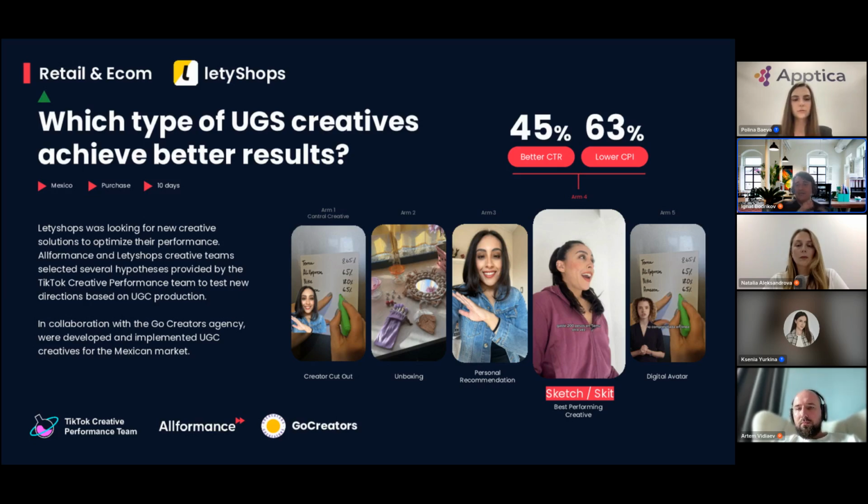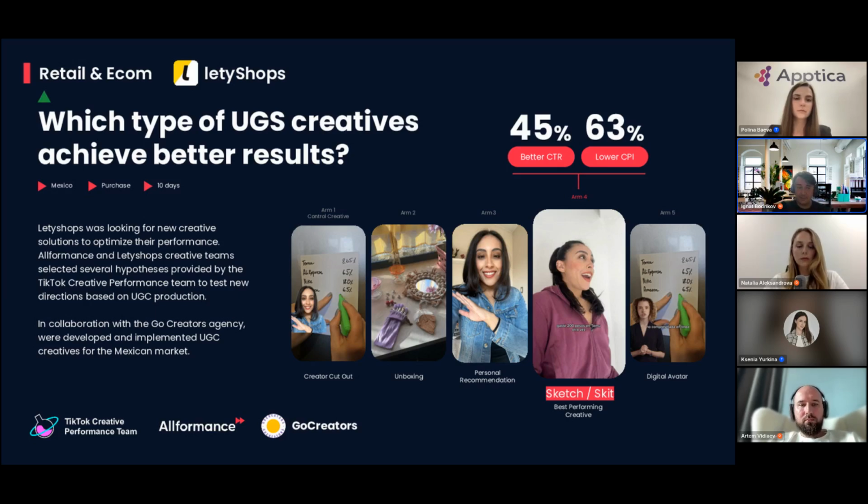For example, we just take the motion design creative, but it's not like the motion design, maybe. It's like the simplest UGC ever. We have the hands, we have a phone in hands, and we show the product and maybe add some hooks with some drawing on the paper and so on. So then we take this benchmark and add UGC approaches like you see on the screen: a cutout, unboxing, personal recommendation, sketch, and digital avatar.